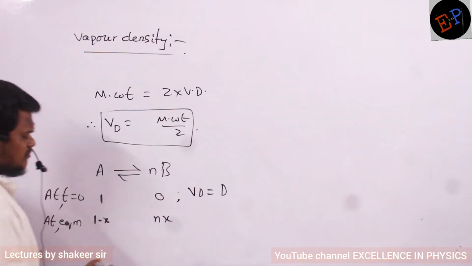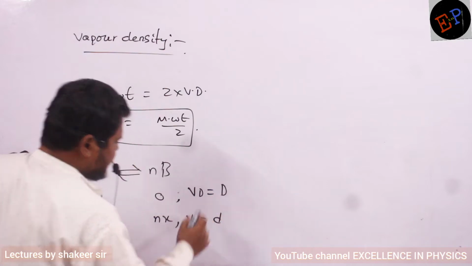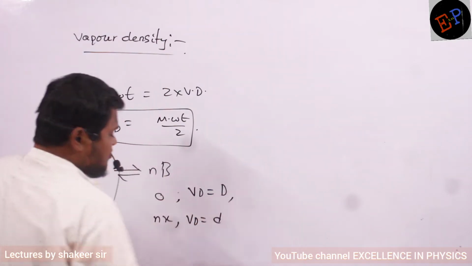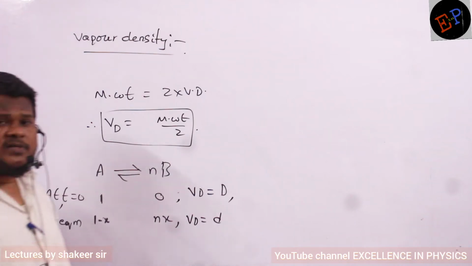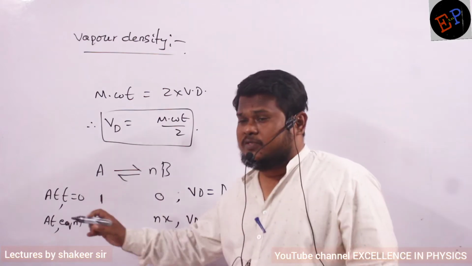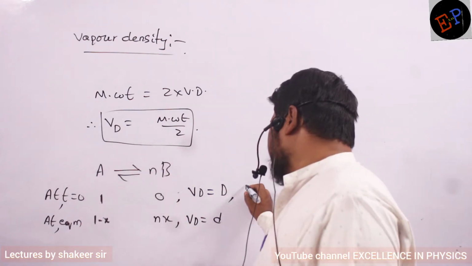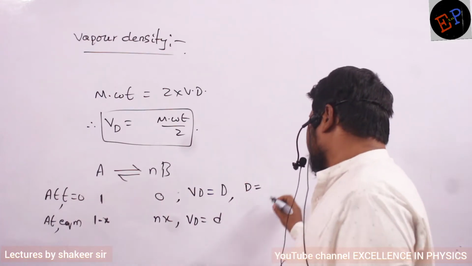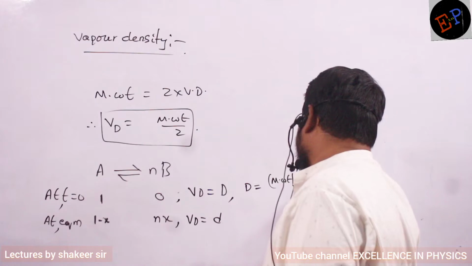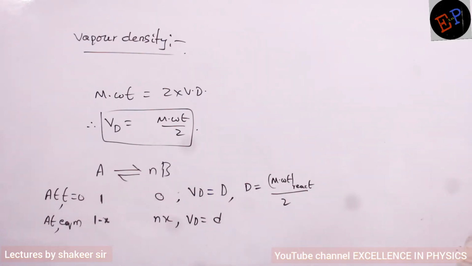Then at equilibrium, the vapor density I will represent as small d. Now at T equal to 0, were reactants present, or products, or both? At T equal to 0, only reactants were present. So how can I write the vapor density? D can be written as the molecular weight of reactants divided by 2.